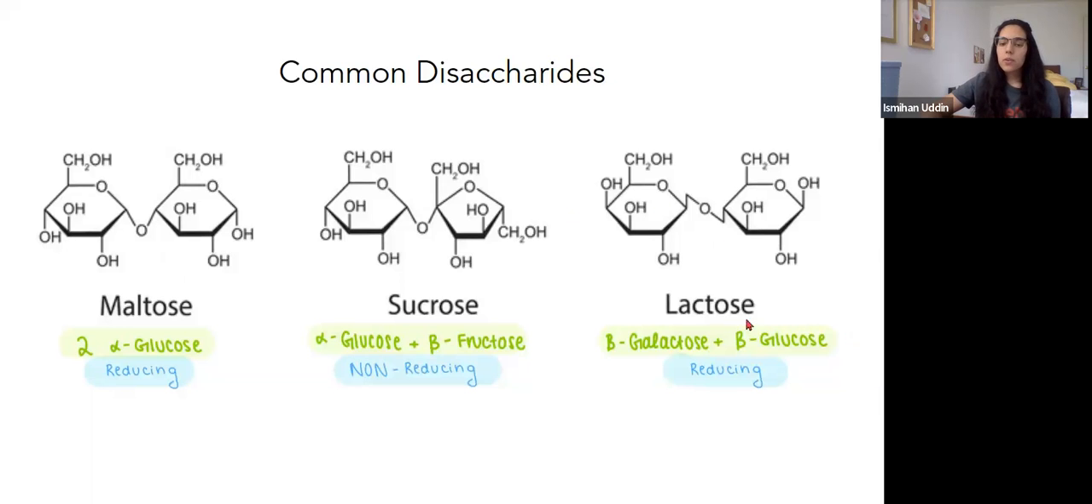Then lactose is made of a beta-galactose and a beta-glucose. Notice how this is pointing up, meaning it's beta, and then this hydroxyl group on the galactose is also pointing up, meaning it's beta. And then galactose is up, up, down. Glucose is still down, up, down. And that means it's reducing because both of them are aldoses. So in my mind, if it's an aldose, it's always reducing. If it's a ketose, it's always non-reducing.